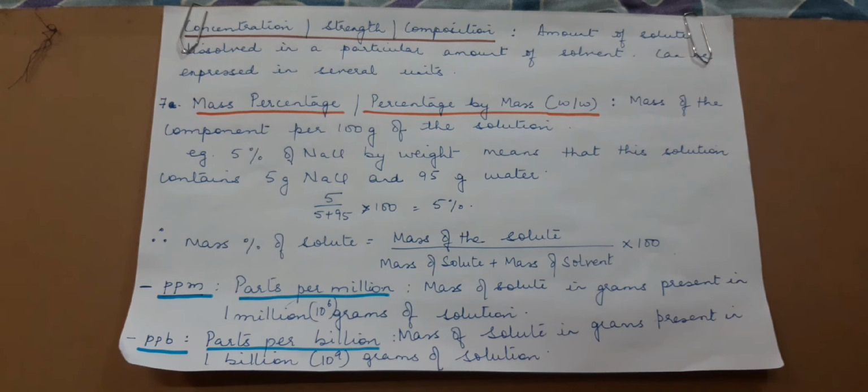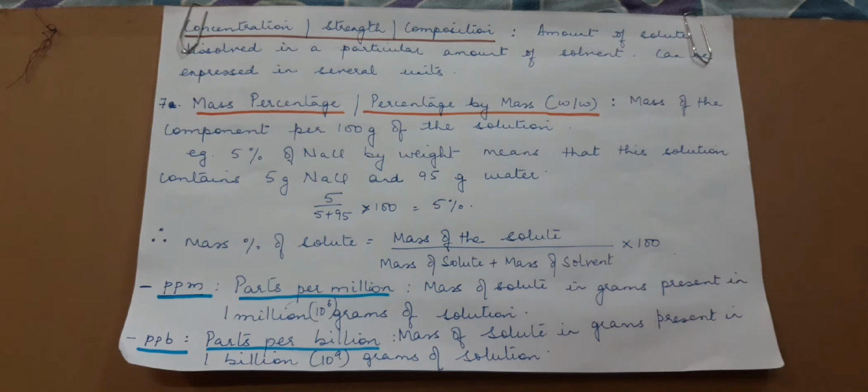Then the concentration of the solution, generally we express in terms of parts per million or parts per billion. So parts per million means mass of the solute in grams present in 1 million grams of the solution. Parts per million would be mass of the solute in grams present in 1 million, 10 to the power 6 grams of the solution. And parts per billion means mass of the solute in grams present in 1 billion, 10 to the power 9 grams of the solution.